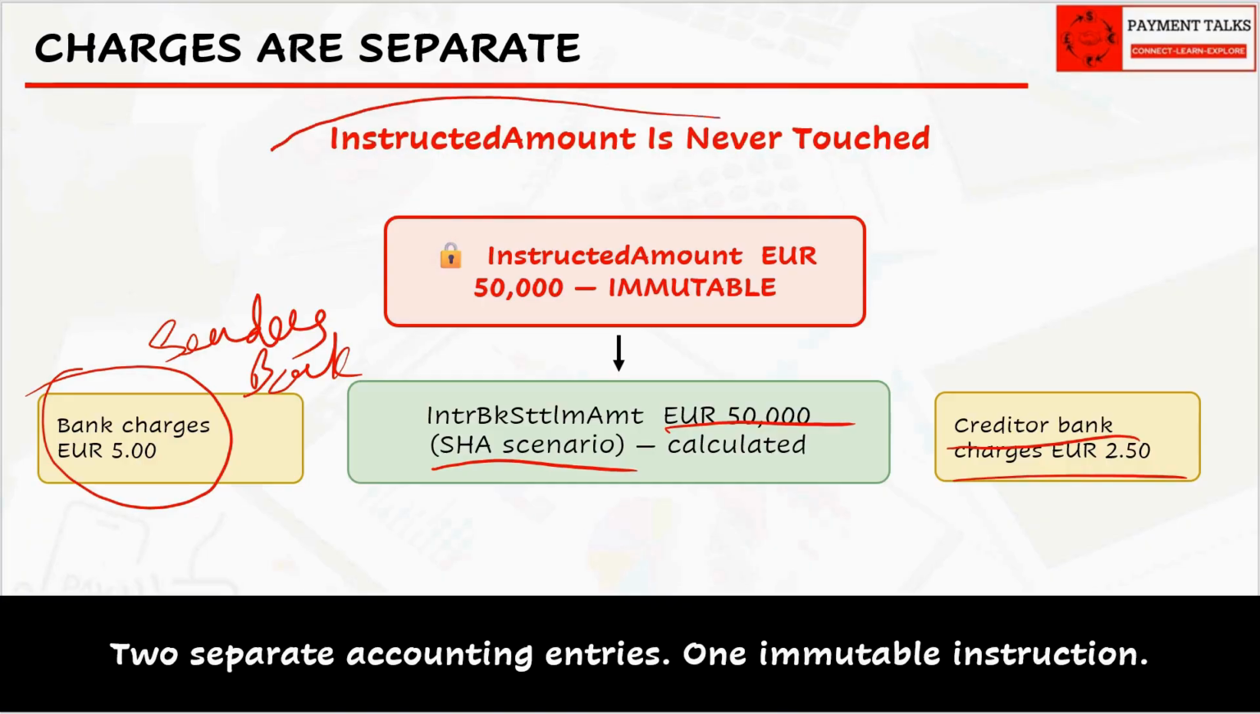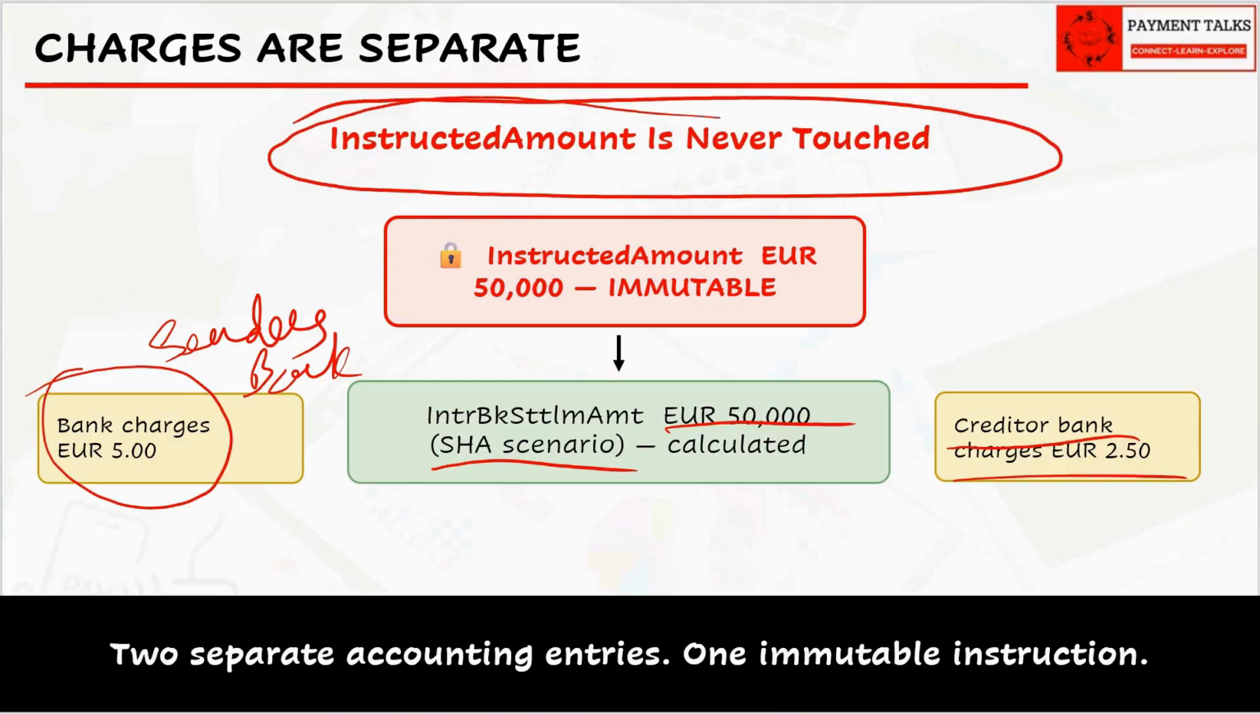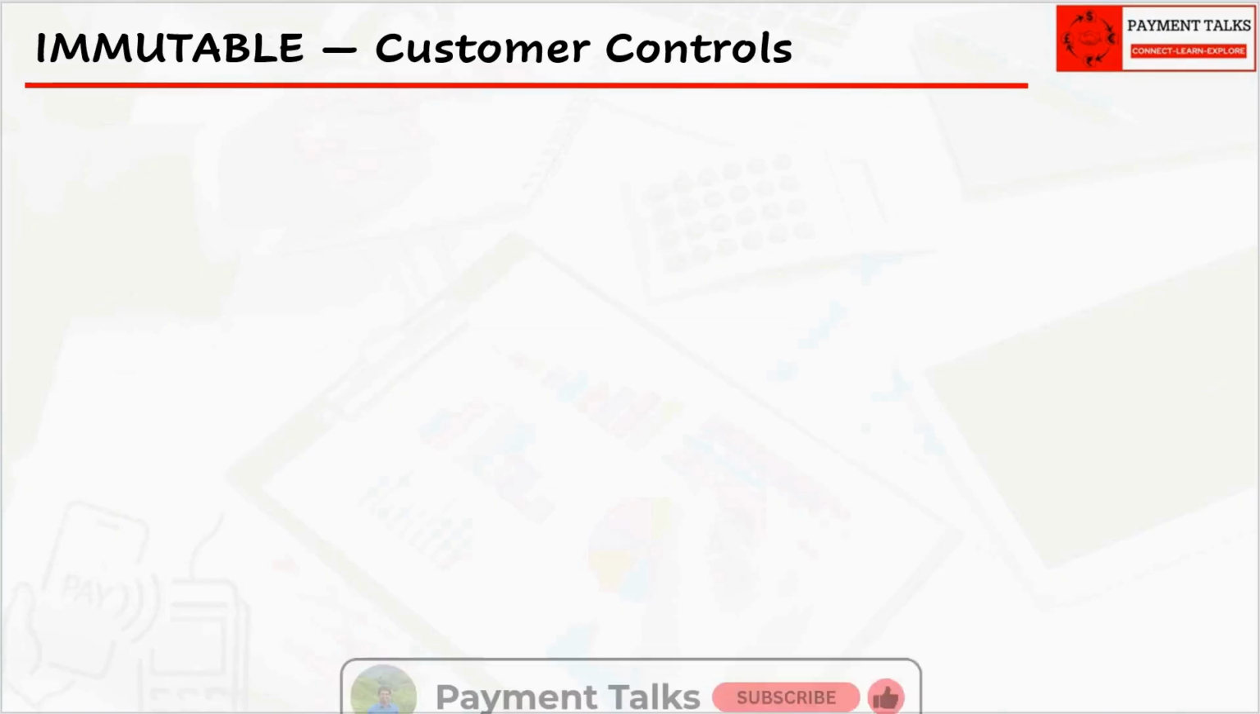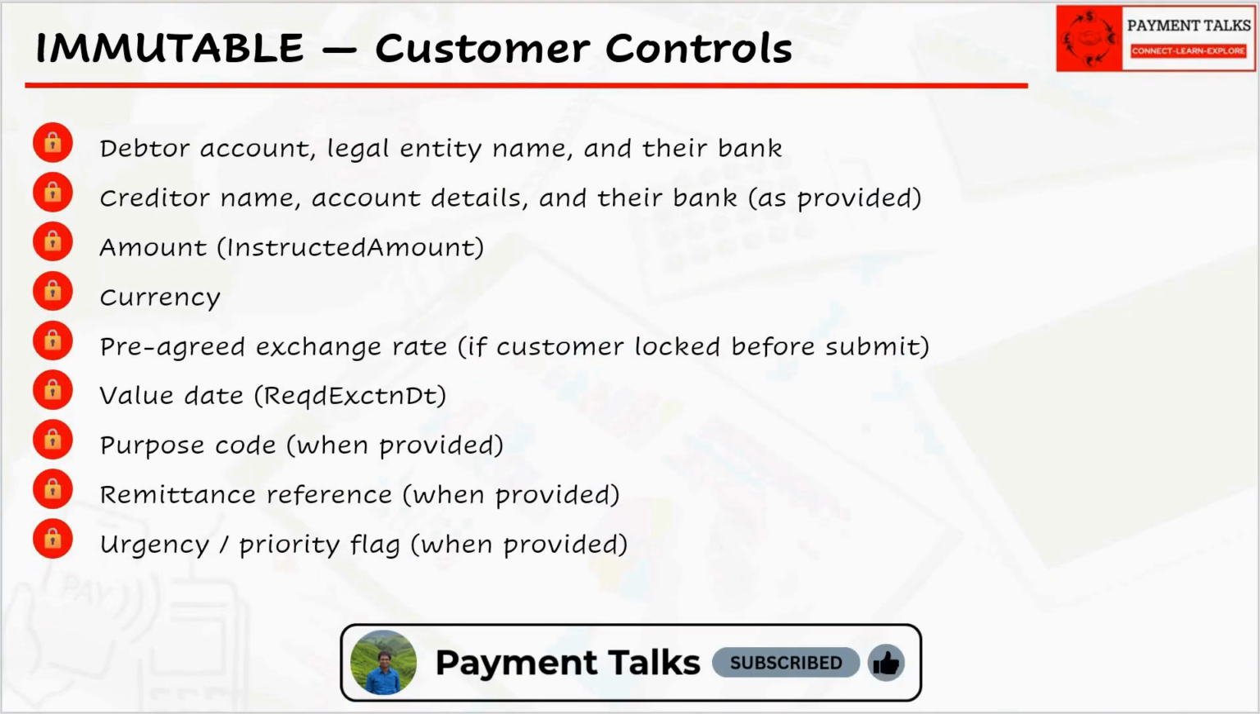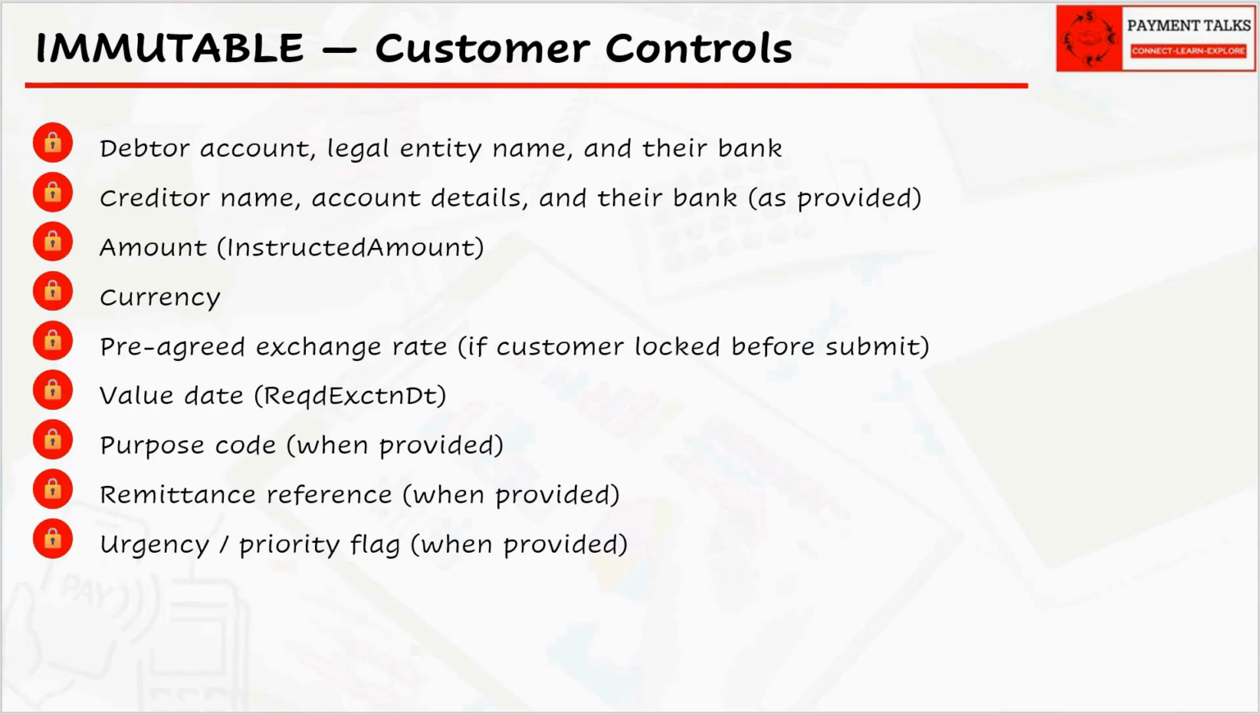Two separate accounting entries, one immutable instruction. The accounting works around instructed amount. It never touches it. Here are the primary fields the bank must never modify after intake. Debtor account, legal entity name and their bank.